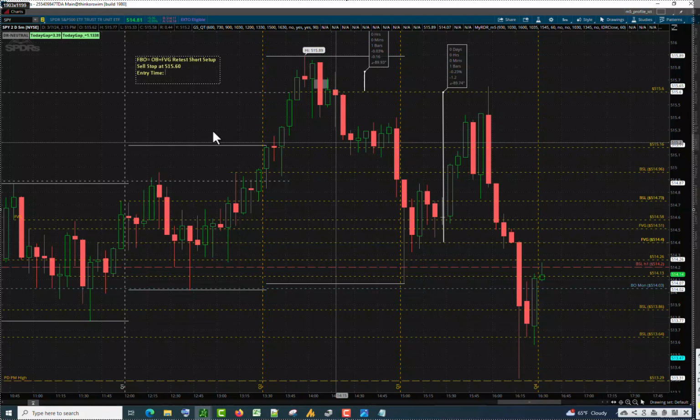Entry time 14.50. Yeah, our target is around there, right? 14-ish, right there. And we have a risk reward like 2.5 to 6.36. Yeah, it's almost 1 to 6 risk reward ratio right there.